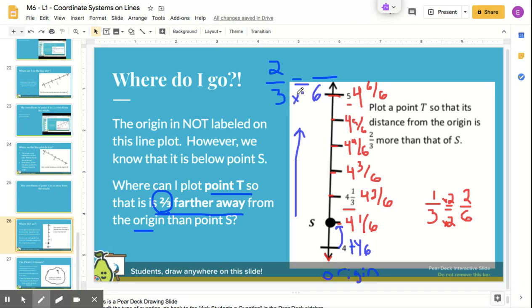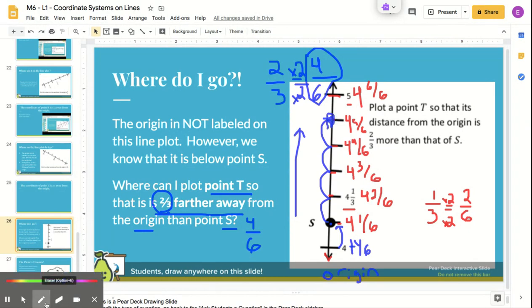3 times 2 equals 6. What I do on the bottom, I do on the top. 2 times 2 equals 4. So I need to plot point T 4/6 higher up my number line than point S, because it has to be 2/3 farther away, which is the same thing as 4/6. So if point S is here, and every increment between tick marks is 1/6, then I have to move 4 tick marks up. 1, 2, 3, 4.